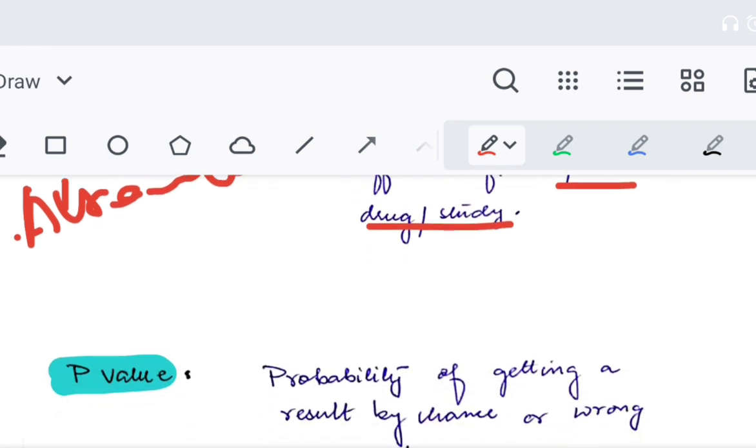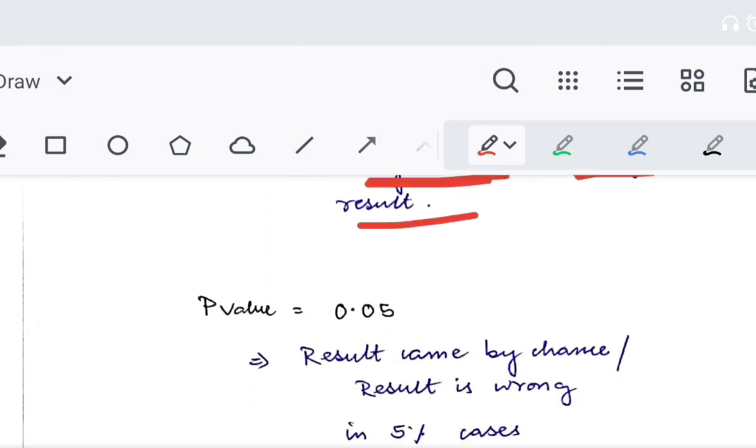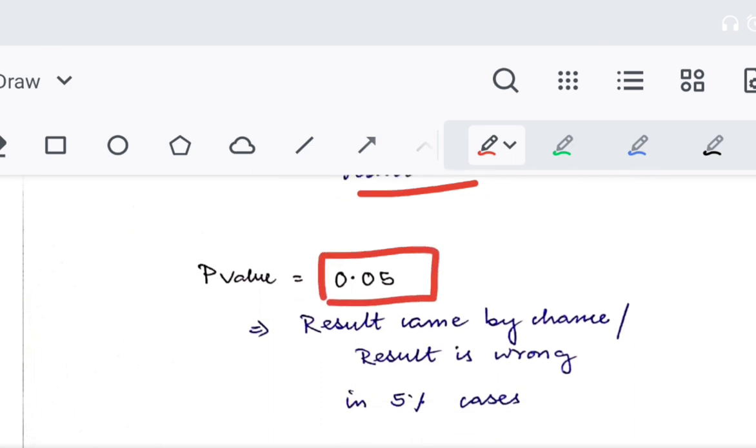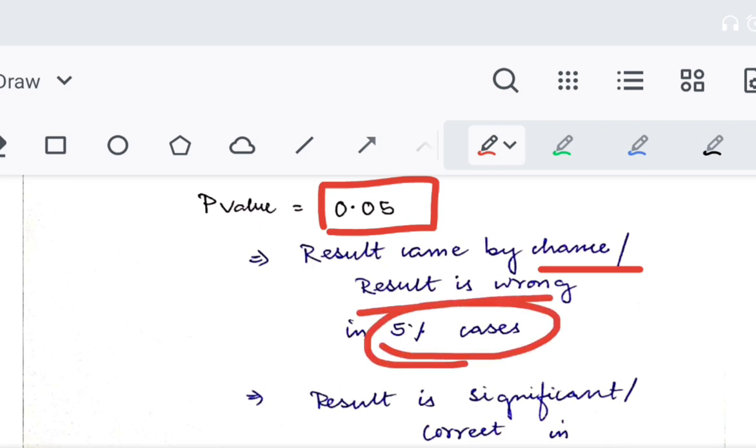Now what is p-value? P-value is probability of getting a result by chance or a wrong result. So suppose the p-value is 0.05. That indicates that the results came by chance or the result is wrong in 5% of cases.